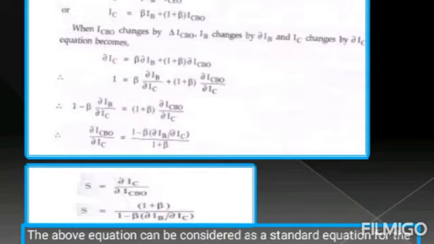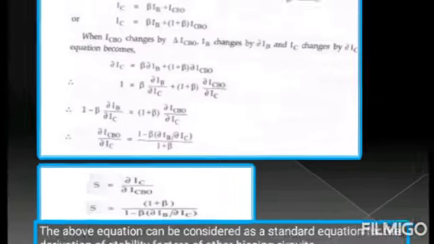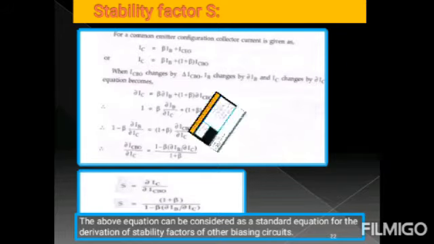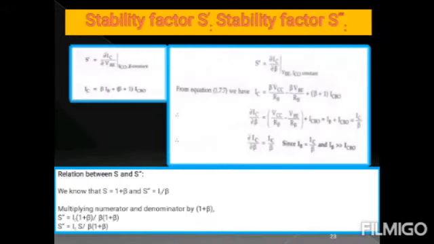If you are having an equation in terms of IB and IC for your transistor configuration, either common emitter, common base or common collector, you can find dou IB by dou IC and substitute it in this equation to find the stability factor S. This is a simple equation for finding the stability factor S. And then the stability factors S dash and S double dash.